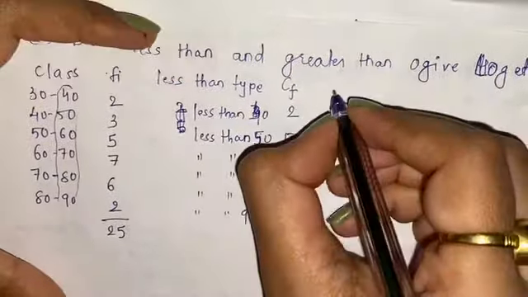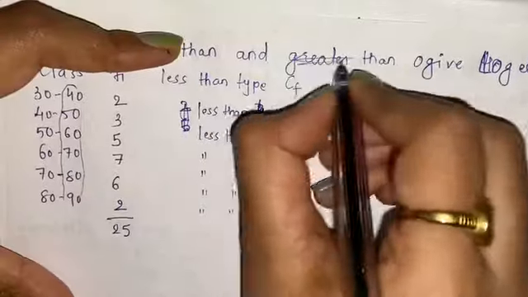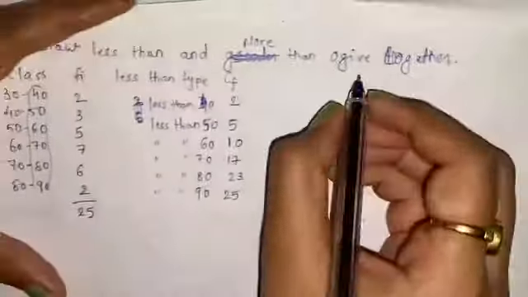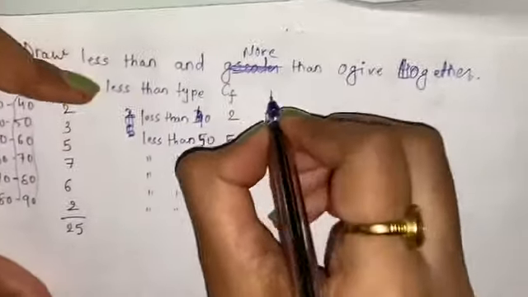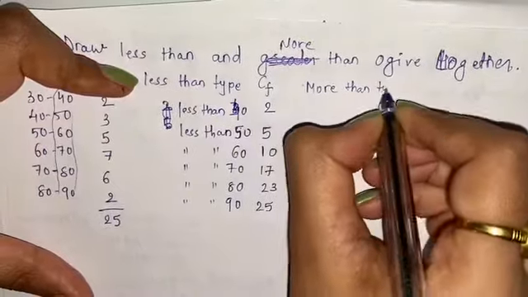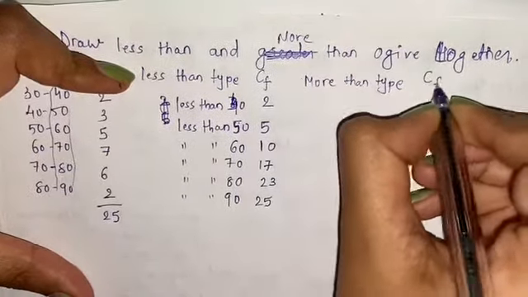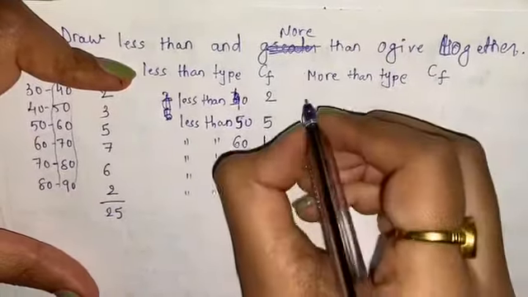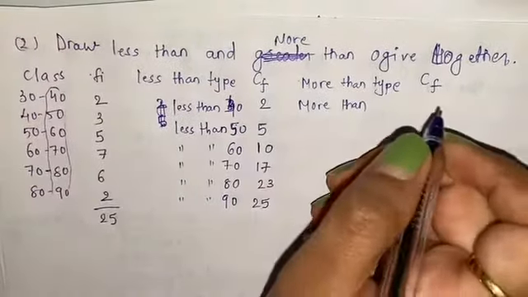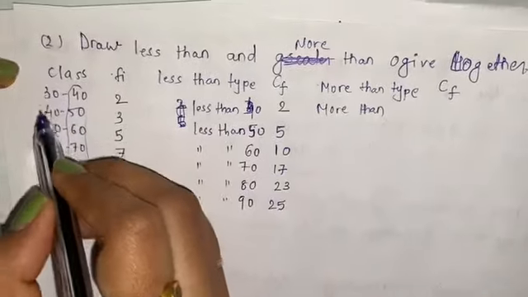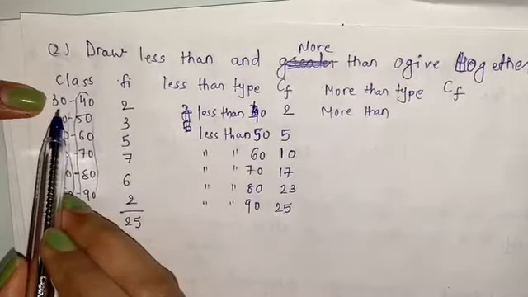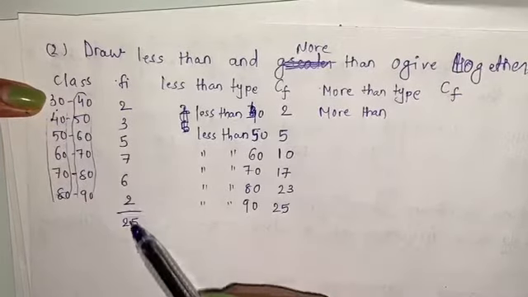Next is more than type. Less than and not greater than, but more than type. More than type Ogive. So for more than type and cumulative frequency, now for more than type, I will add this column. So more than 30. More than 30 means all the numbers are more than 30.